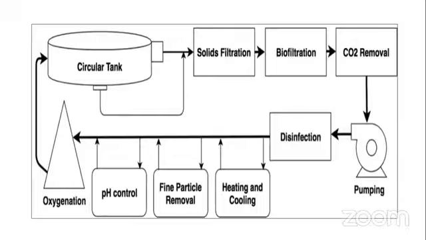RAS is a technology where water is recycled and reused after mechanical and biological filtration and removal of suspended matter and metabolites. Intensive, high density fish culture. As we discussed earlier in my introductory slide, there are different kinds of culture systems: extensive, semi-intensive, and intensive. These techniques are all intensive. It requires a lot of input, cost is also high here, and continuous monitoring and control is done, hence we get good yield and good production.